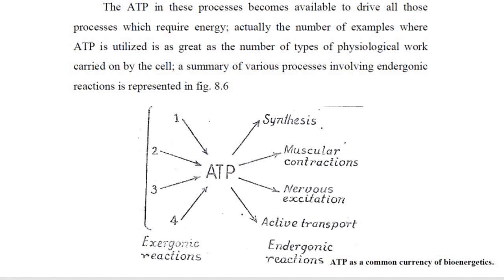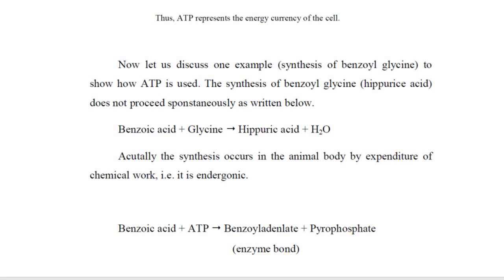You can see the ATP: first, second, third, fourth give the ATP, and then ATP is used in synthesis, muscular contraction, nervous excitation, active transport, endergonic reactions. ATP is a common currency of bioenergetics. So ATP represents the energy currency of the cell.